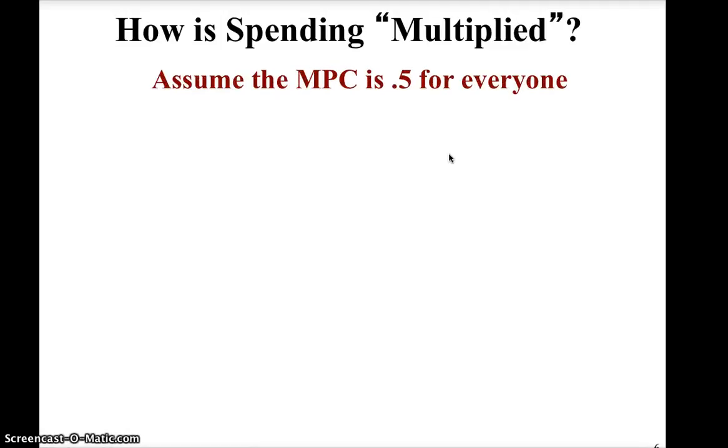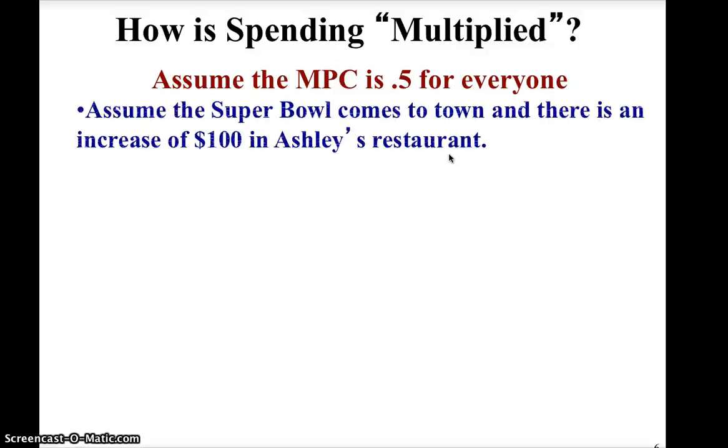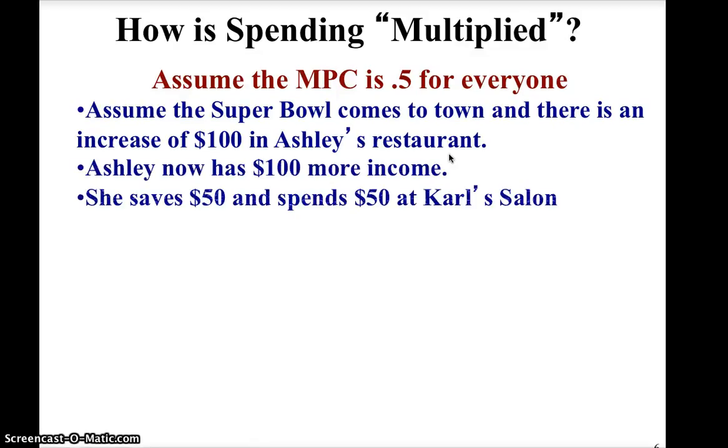So let's actually watch how this multiplier works. Let's assume for the moment that the marginal propensity to consume is 0.5 for everyone, meaning anytime you get an increase in income, people save half and spend half. So assume the Super Bowl comes to town and there's an increase of $100 in Ashley's restaurant. Ashley now has $100 more income. So she saves 50 and she spends 50 at Carl's salon. She goes to get a haircut.